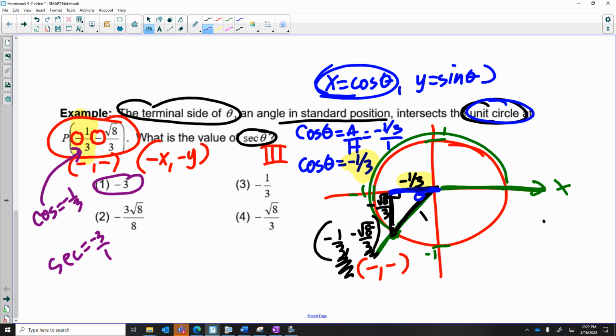If you were looking at the triangle, you would have done hypotenuse over adjacent. The hypotenuse is 1, and then the adjacent would have been negative 1/3. So in conclusion, if it states that it's a unit circle, you could either just take the x or y coordinate depending on if it's cosine or sine that you're looking for.